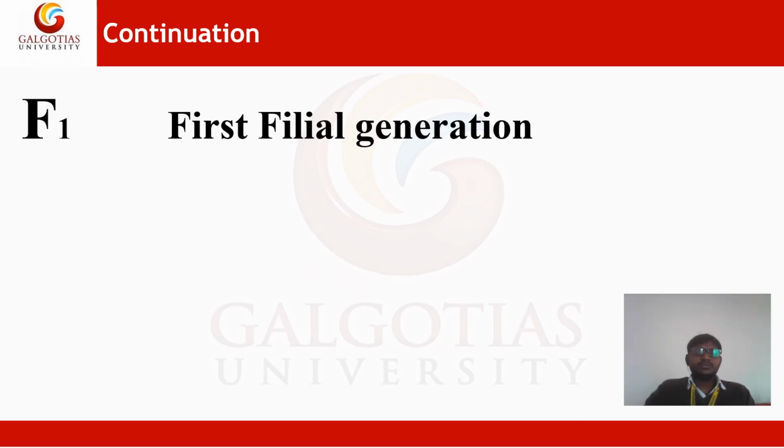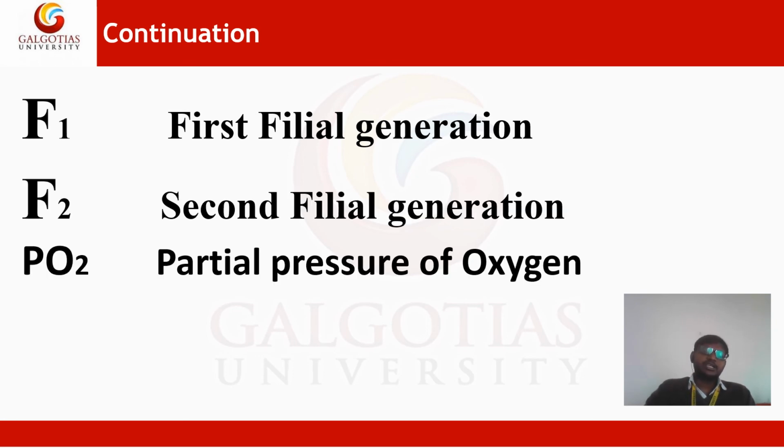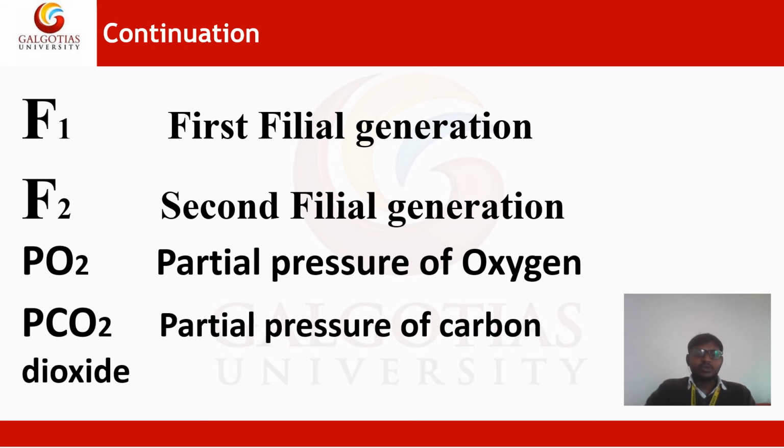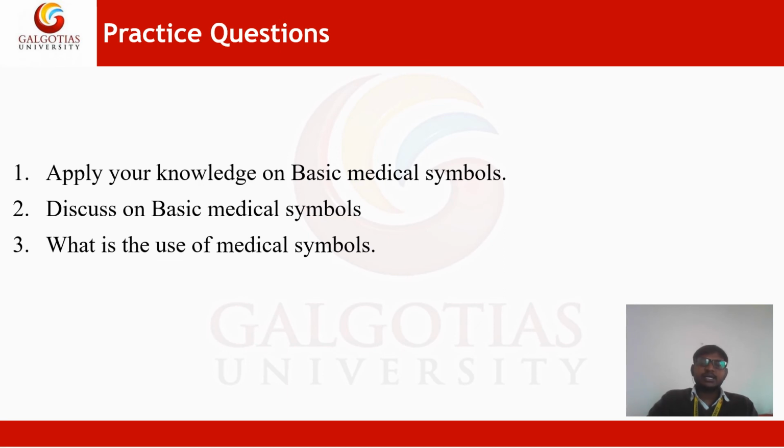And next, F1 means first filial generation, F2 means second filial generation, and PO2 is the partial pressure of oxygen, and PCO2 is the partial pressure of carbon dioxide. These are the medical symbols we regularly use in patient case studies as well as in our reporting system.